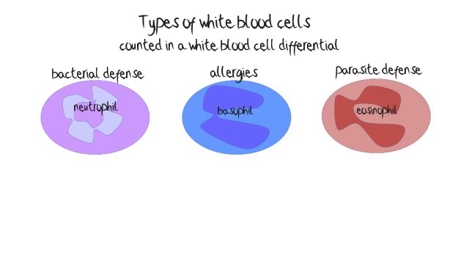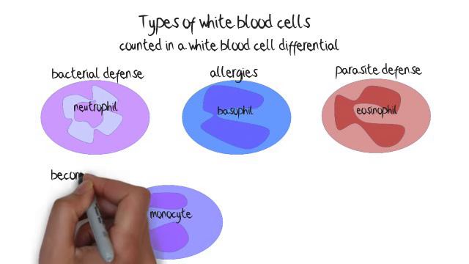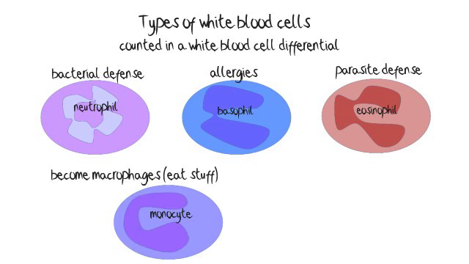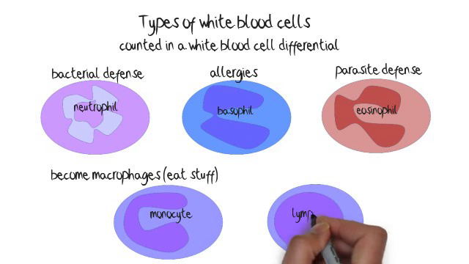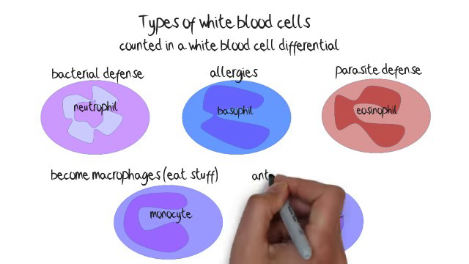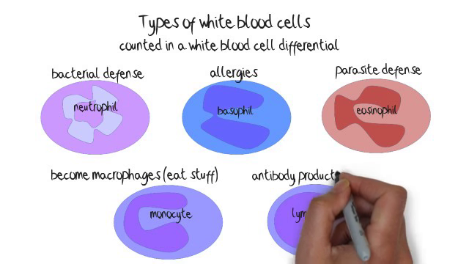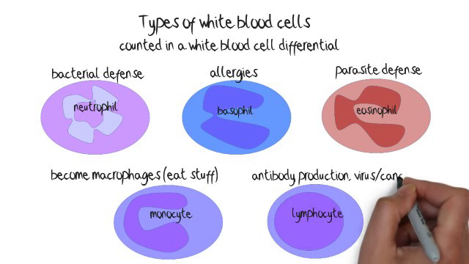Monocytes can enter tissues and become macrophages, which can consume dead or dying cells or infecting cells. Lymphocytes include both B and T cells. B cells are involved in antibody production, and T cells help defend against viruses and cancer cells.